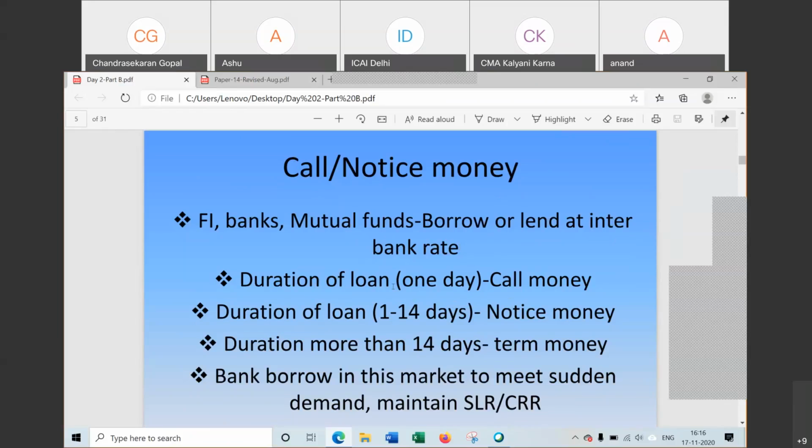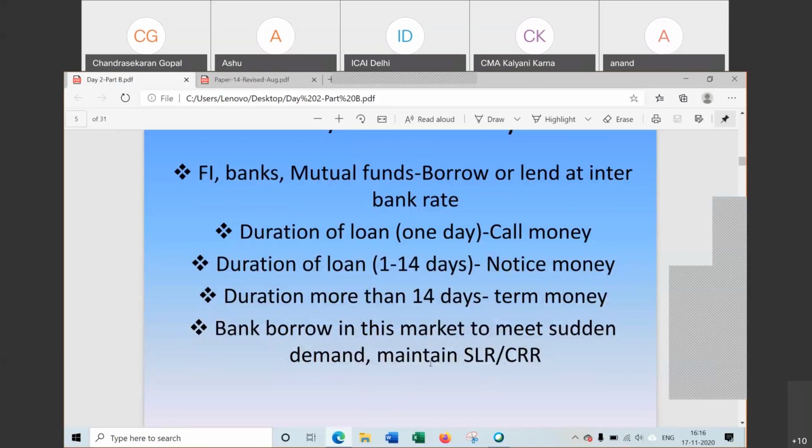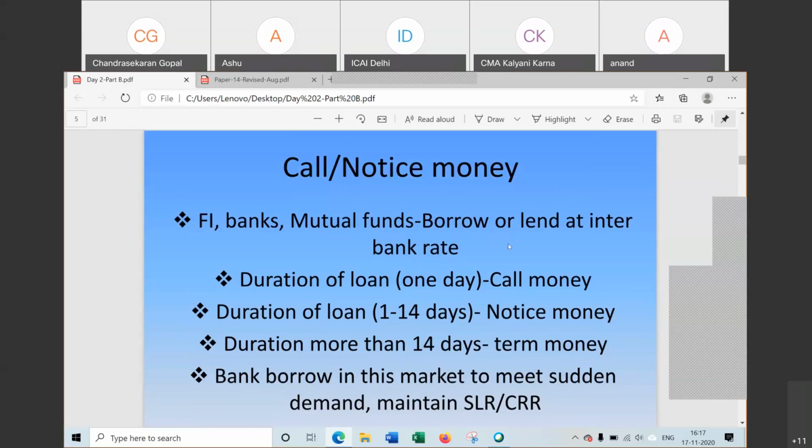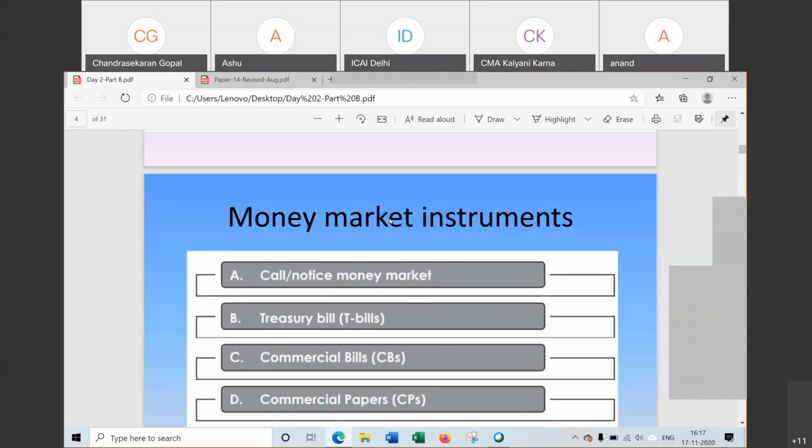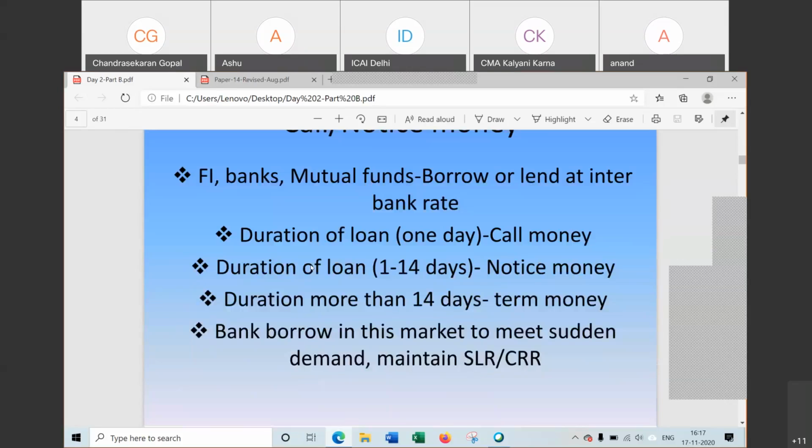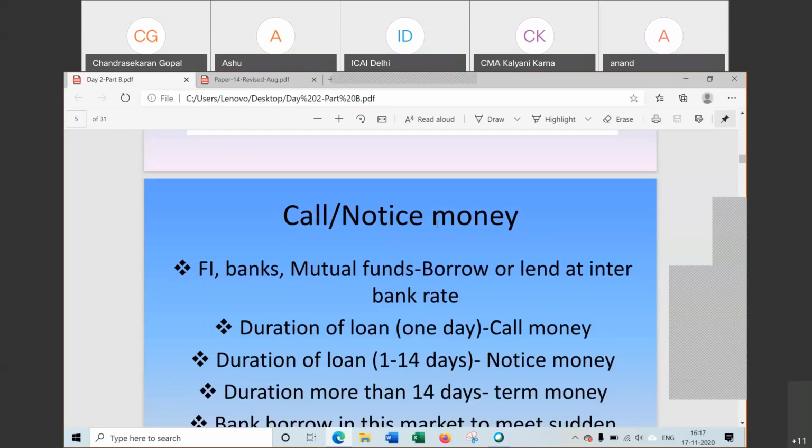individual. Duration of loan, that borrowing will be for 1 day. If loan is borrowed for 1 day, that is known as call money. If loan is borrowed for 1 to 14 days, notice money. If more than 14 days, that is term money. So financial institution, bank and mutual funds, they can borrow even for 1 day, call money, 1 to 14 days notice money, and more than 14 days is known as term money. Now bank borrow in this market to meet their sudden demand of cash and to maintain SLR and CRR with RBI. So generally bank and financial institutions borrow in this call and notice money market. That is one of the instruments in money market. So first one, call and notice money. Call money for 1 day and notice money 1 to 14 days.